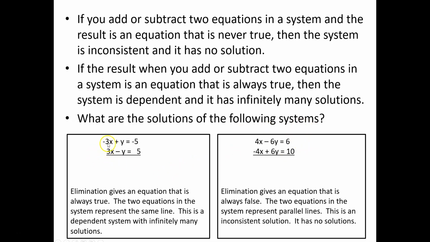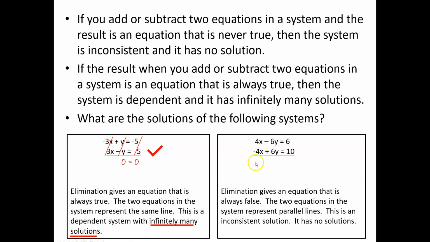So we're adding together here. We have -3x and 3x. That makes 0. Y and -y also cancels. And 5 and -5 cancel, so we get 0 equals 0. Is this true? Well, yes. Elimination gives an equation that is always true. The two equations in the system represent the same line. This is a dependent system with infinitely many solutions. So if you get 0 equals 0, you have a true statement. You have infinitely many solutions.